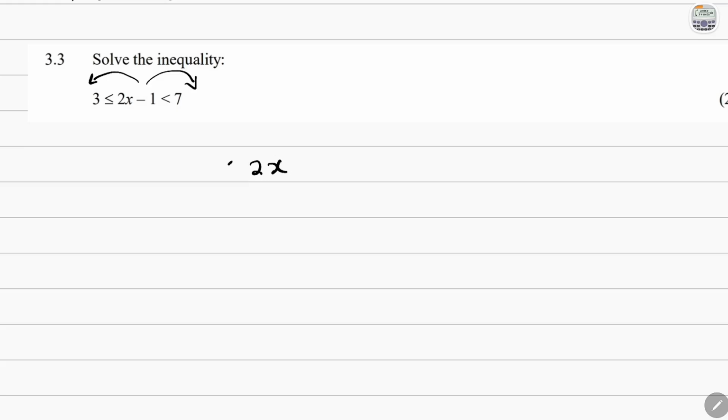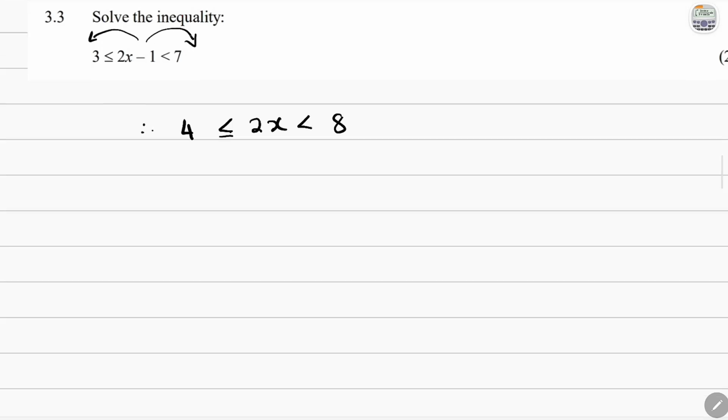So we have 2x is greater than or equal to 3, and that comes over, it's negative, so it comes over to become positive 1. And so 2x is greater than or equal to 4, but less than, and we had a 7 here, but that comes over to become a plus 1, so we have an 8 now. Okay, and now solve for x.